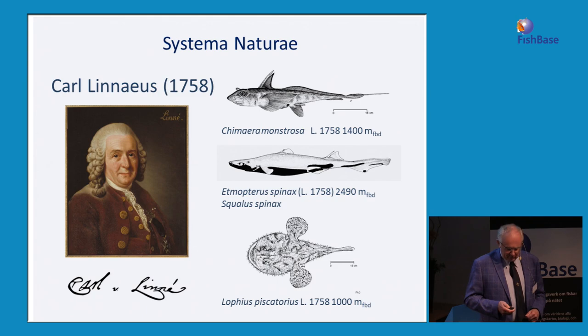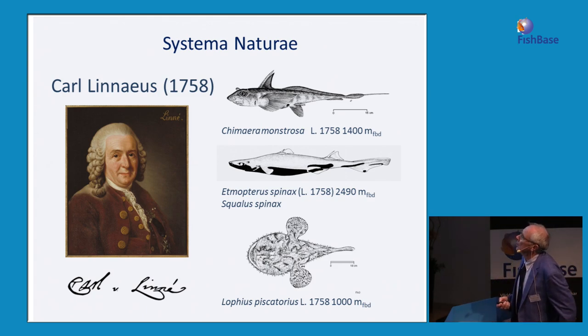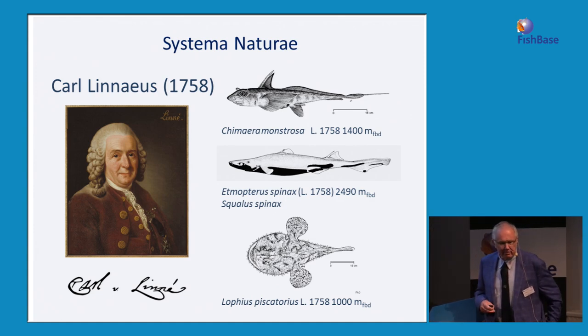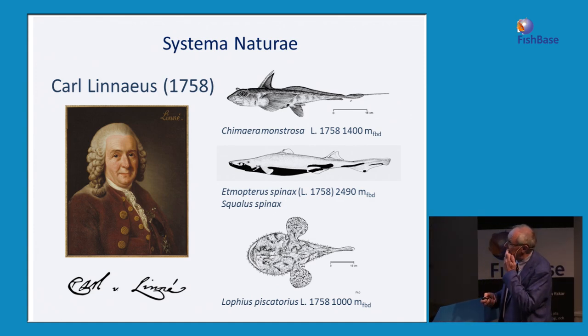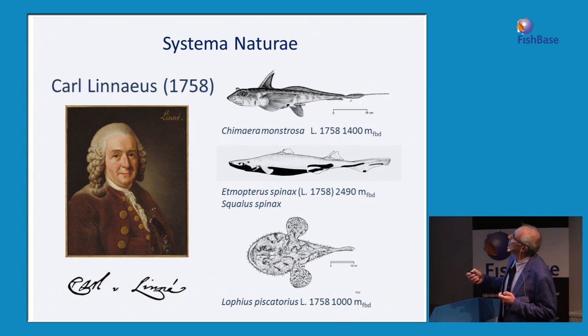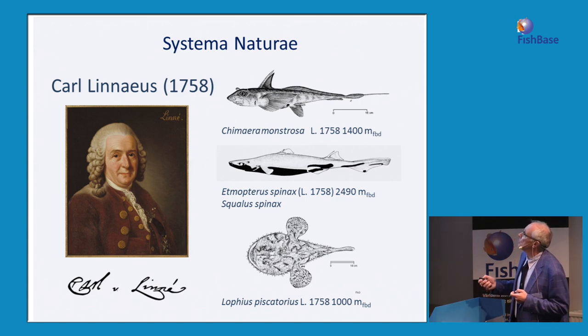Well, I couldn't come to Stockholm without mentioning Linnaeus. He represents the birth of modern science when he set about publishing his Systema Naturae, where he wanted to catalogue every living thing on the planet, both plants and animals, picking up from where Aristotle had left off 2,000 years previously. And in Linnaeus's Systema, he recognizes Chimaera monstrosa, then the lantern shark, Etmopterus spinax, which he actually named Squalus spinax, and also Lophius piscatorius.